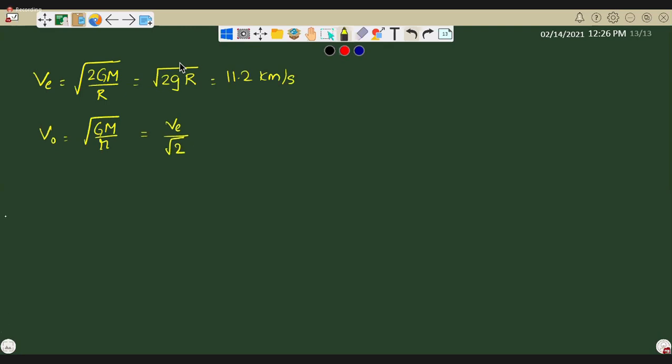Time period of your satellite is 2 pi into under root of r cube divided by GM, that is, under root R plus H whole cube divided by GM. Okay. Clear?